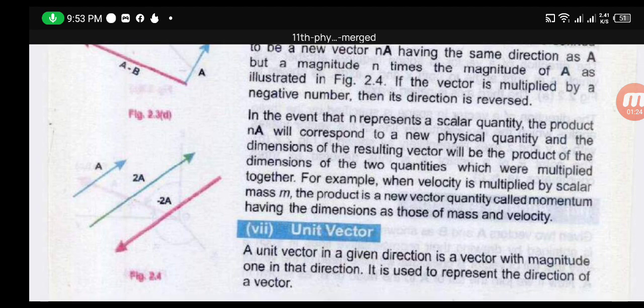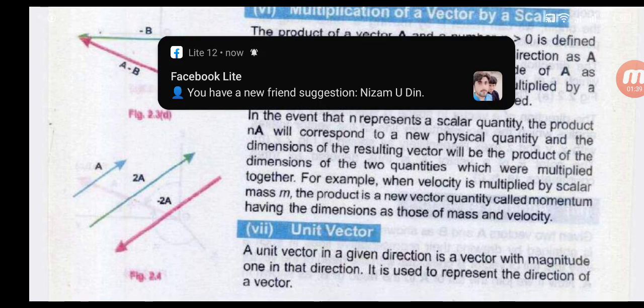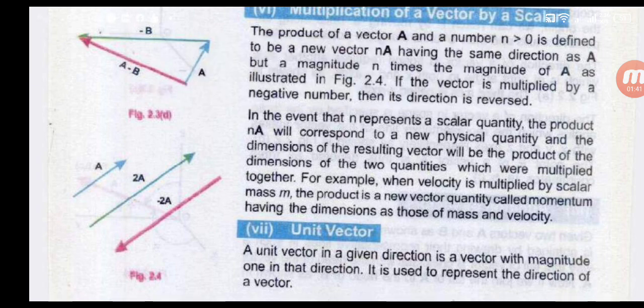In the event that n represents a scalar quantity, the product n a will correspond to a new physical quantity, and the dimensions of the resulting vector will be the product of the dimensions of the two quantities which were multiplied together. For example, when velocity is multiplied by scalar mass m, the product is a new vector quantity called momentum, having the dimensions of mass and velocity.